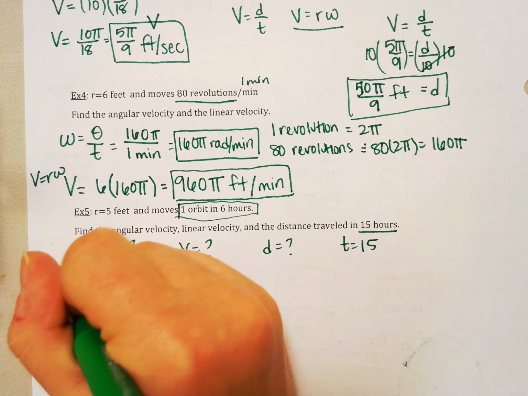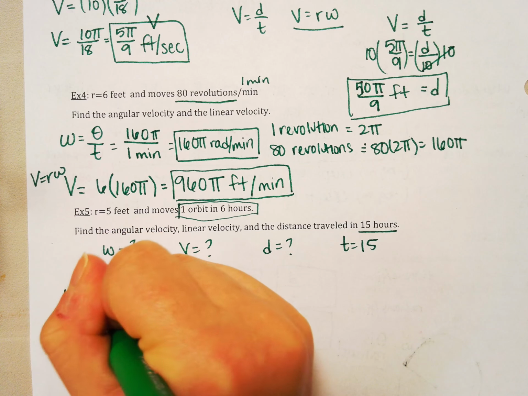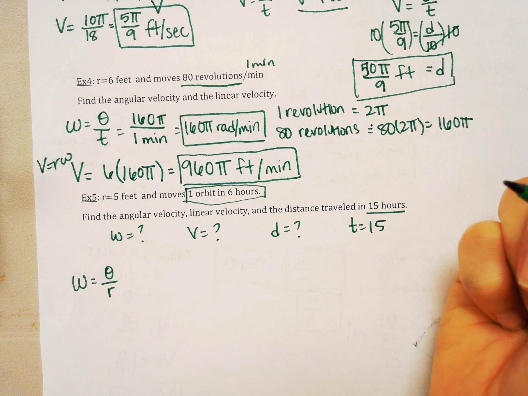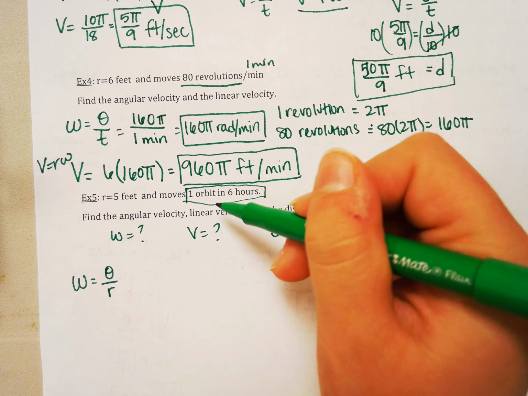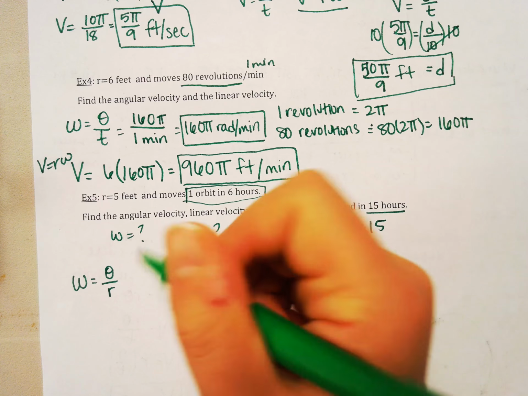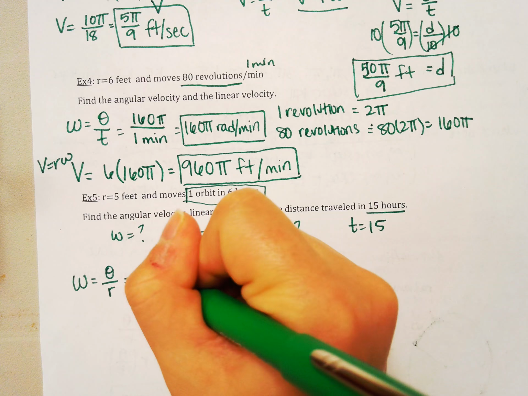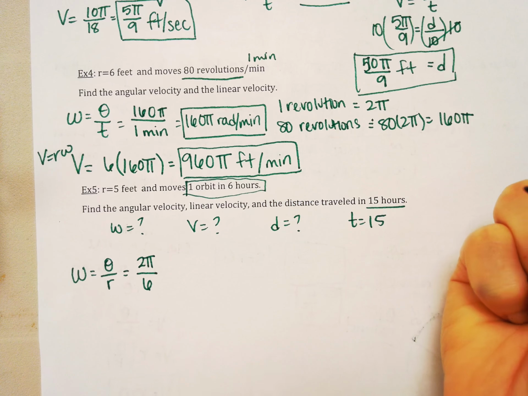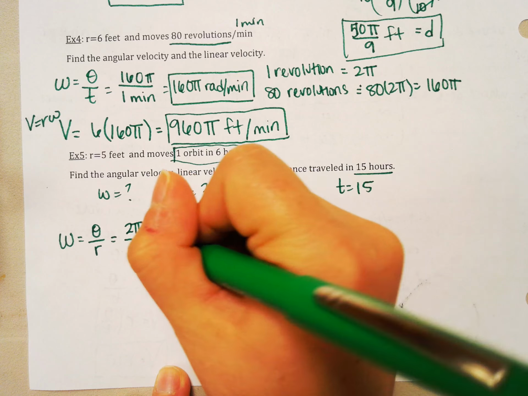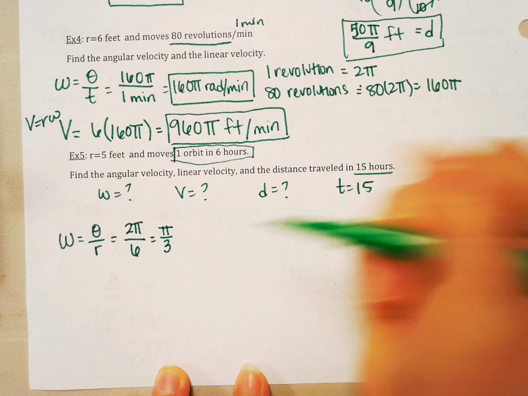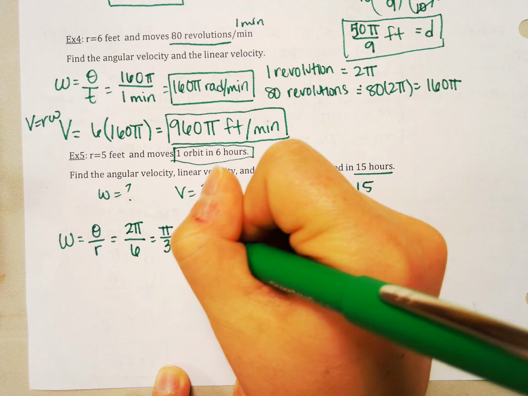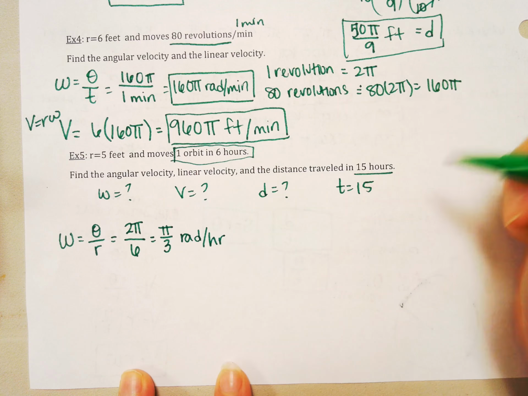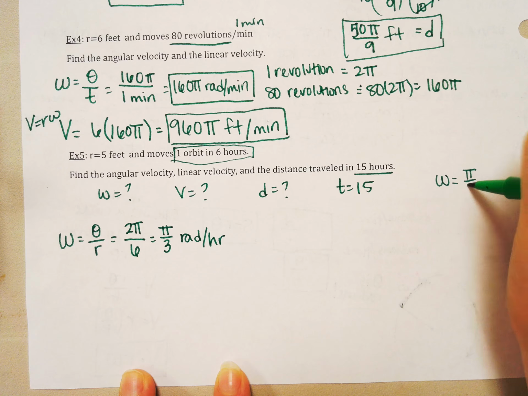But to start with, we're going to look at our angular velocity, some change in theta value over our change in time. We've already talked about this orbit. So an orbit is all the way around my circle. That means that my theta value, 1 orbit, is going to be 2 pi. And I'm changing that 2 pi in 6 hours, which means that I'm looking at an angular velocity of pi over 3 radians per hour. Okay, so that's one thing. I'll write that over here because I might need it.